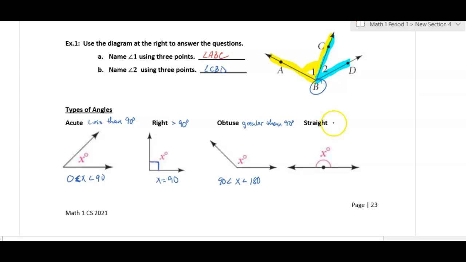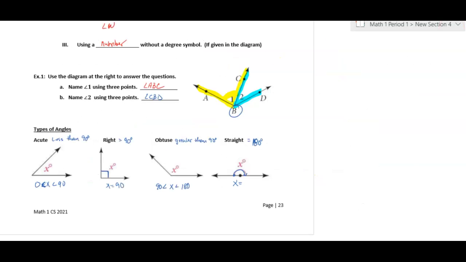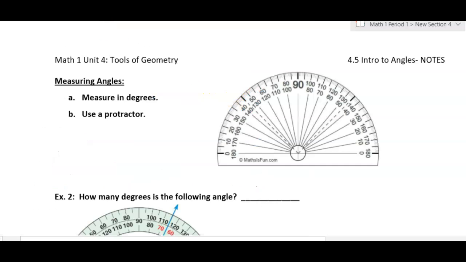And then you have a straight angle. And a straight angle, right, is basically equal to exactly 180 degrees. So x would basically be 180 degrees. Now, when we measure angles, we usually measure angles in degrees. So as you see here, there is a protractor, and this is what we generally use to measure an angle.